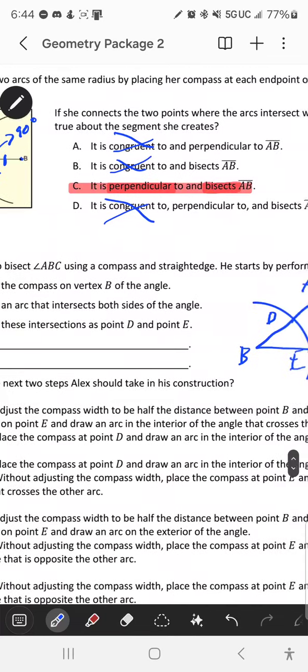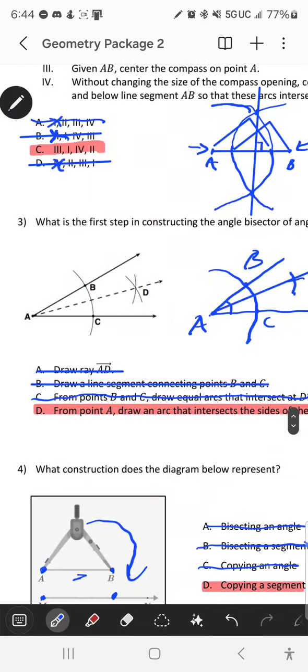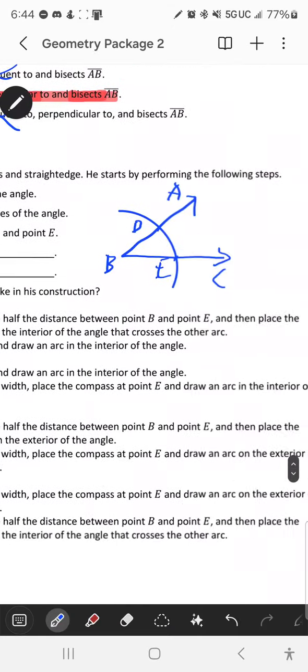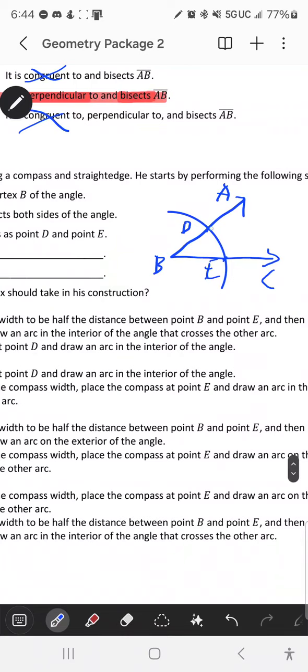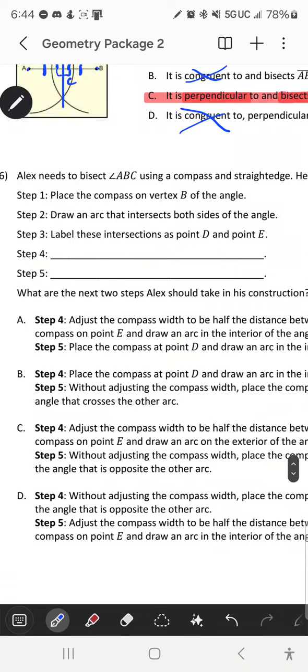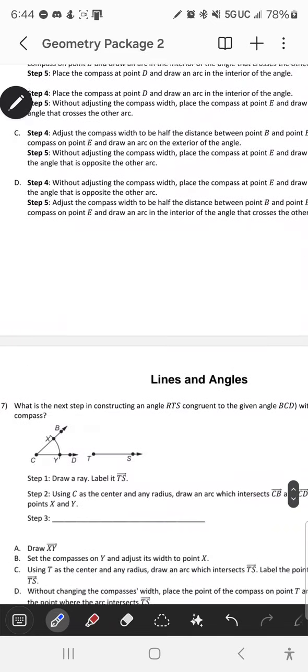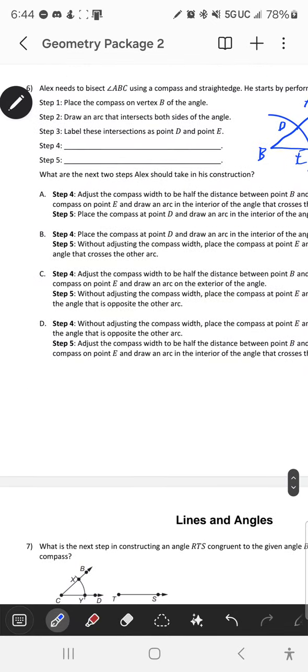Now, next step is basically what I did, like what I was explaining here. So our next step is to place a compass on point E and draw an arc in the middle. Oh wait, never mind. We can choose between options, it's multiple choice. That's how it was for the response.